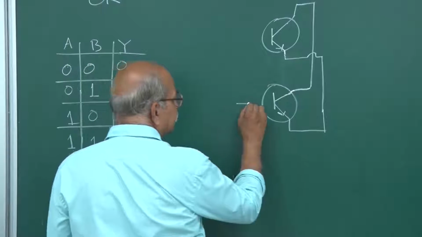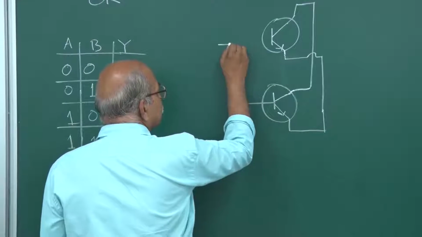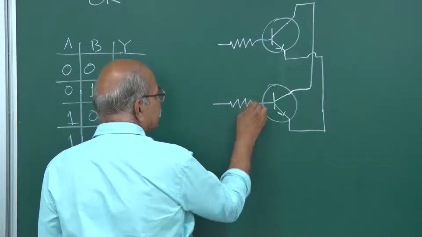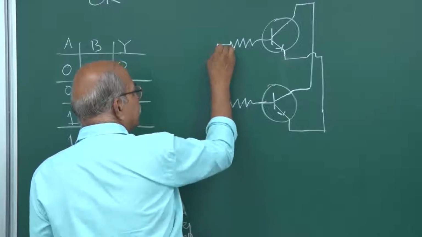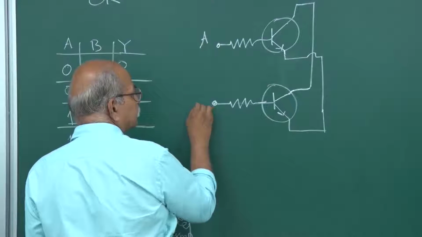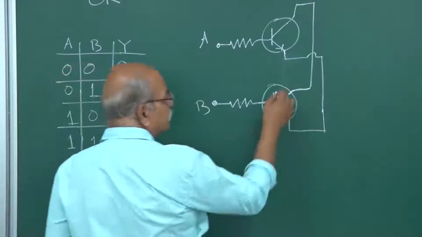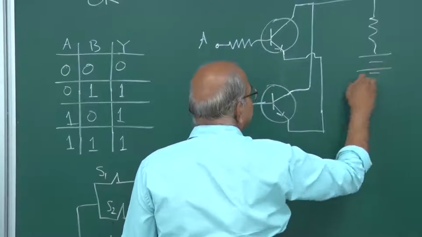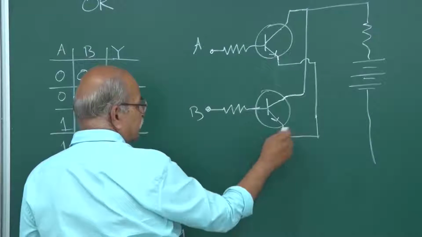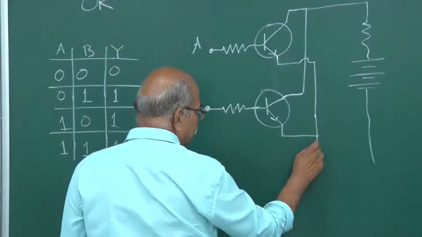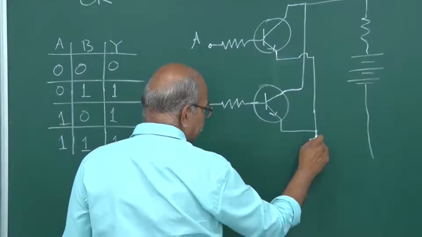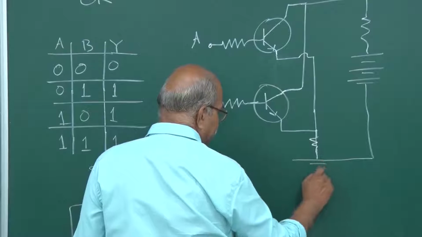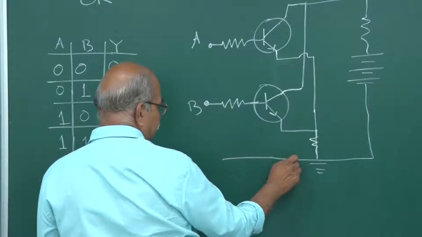And then here are the input points. So, you can put resistors, and these are the input points A and B. And then the collectors, the common collectors, from here you have your biasing. And emitter here you have that emitter resistance, and it goes to 0, and this is the ground. So, this is the ground, right.